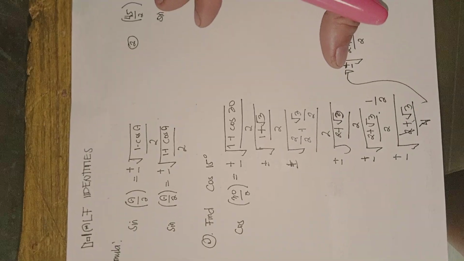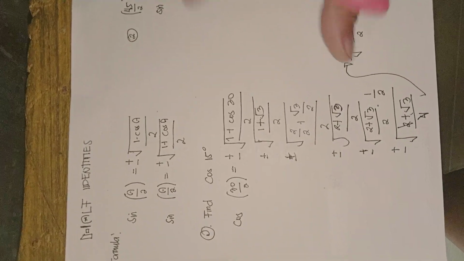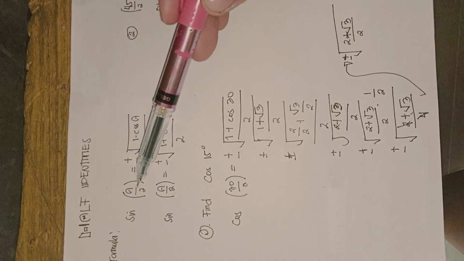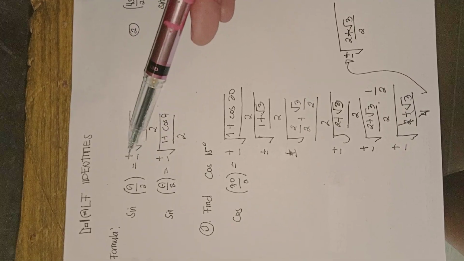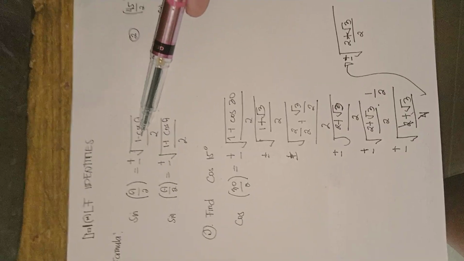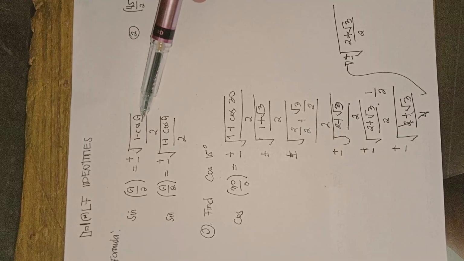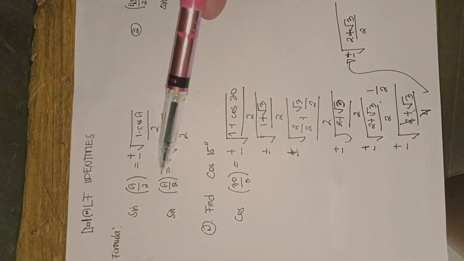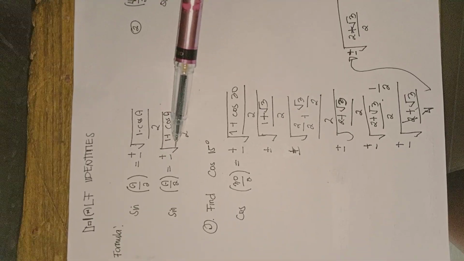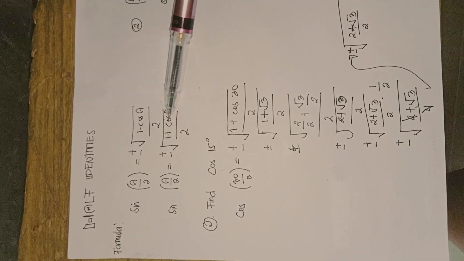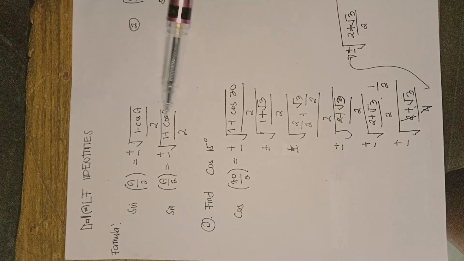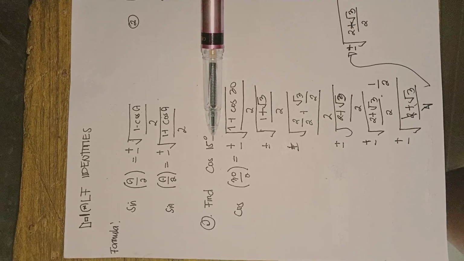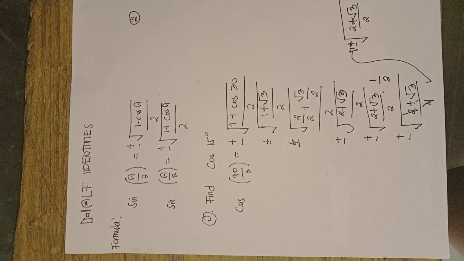In half identities, we have the formula of sine quantity of A over 2 is equal to positive negative square root of 1 minus cos A over 2, and cosine quantity of A over 2 is equal to positive negative square root of 1 plus cos A over 2. So now, problem number 1, find the cosine of 15.